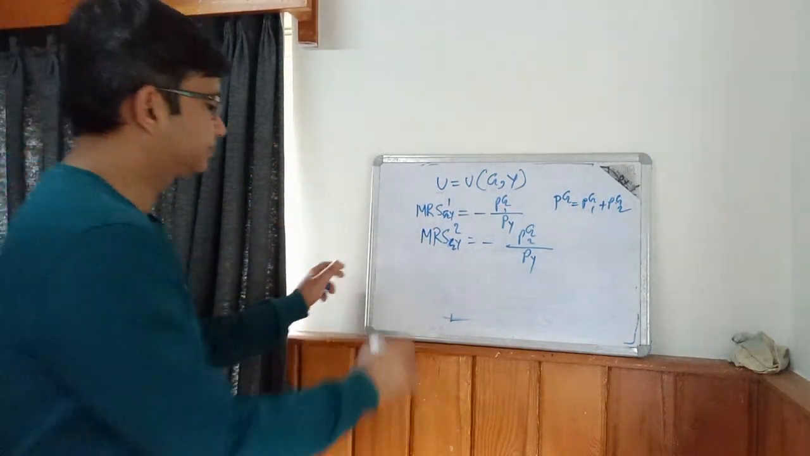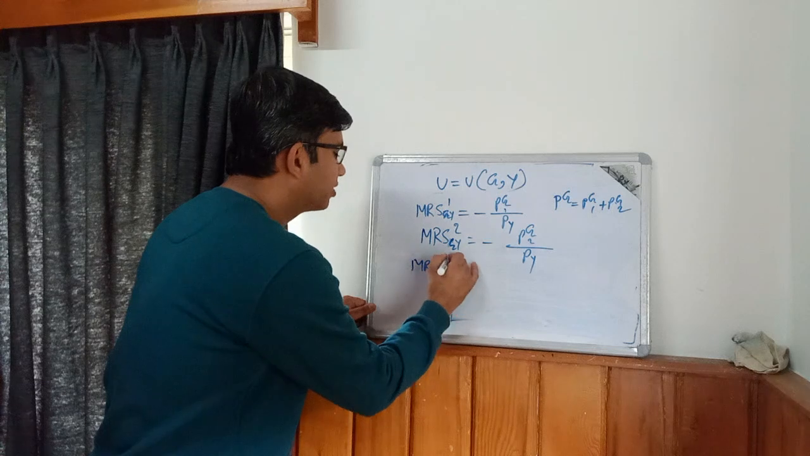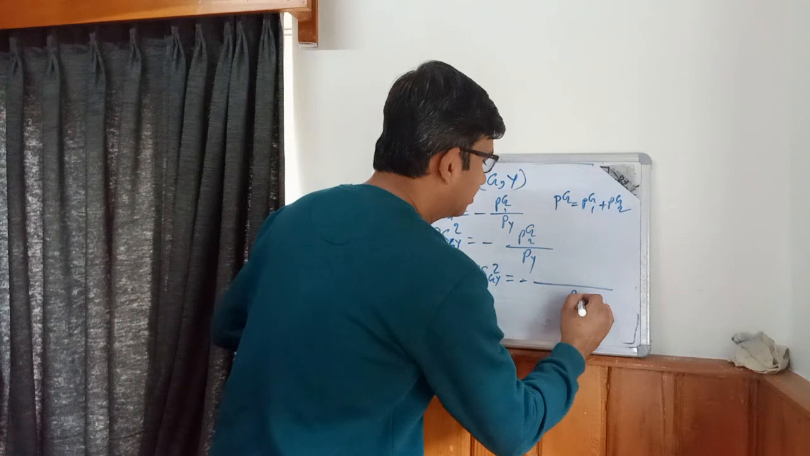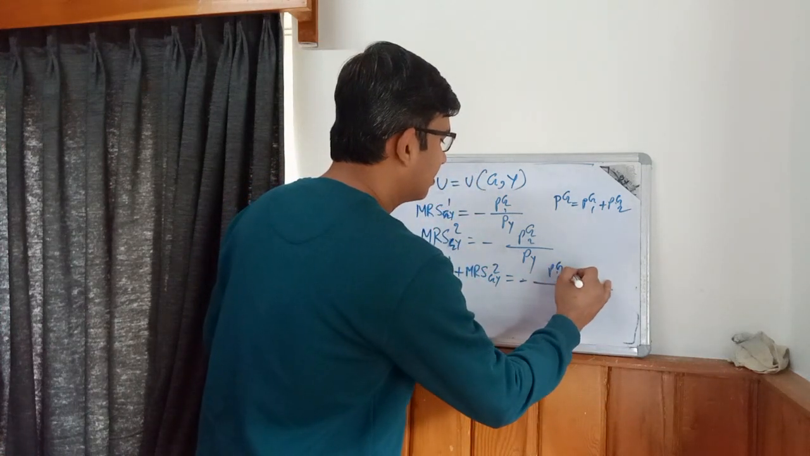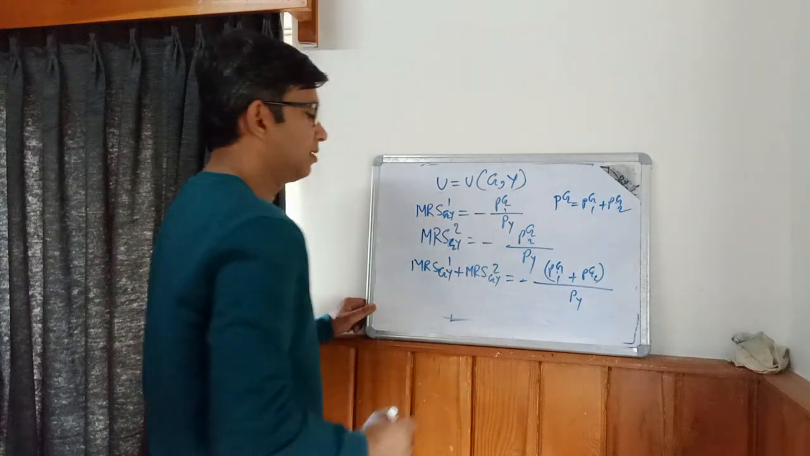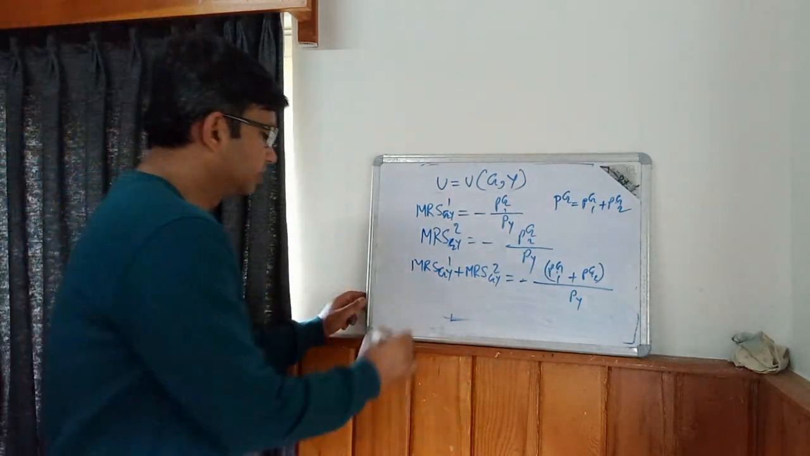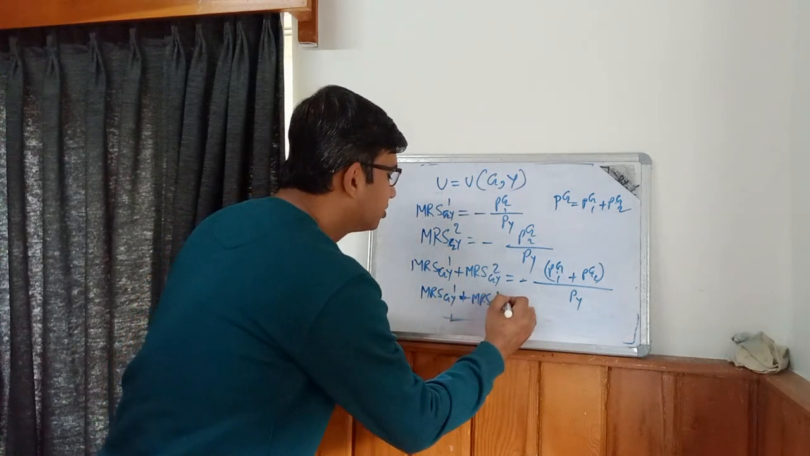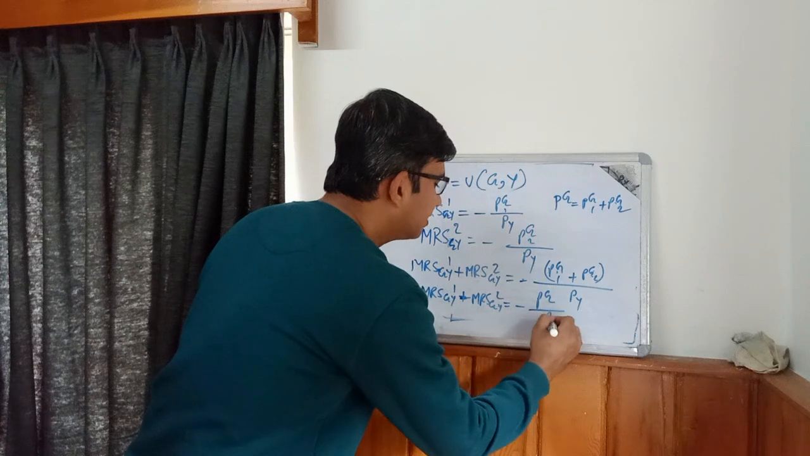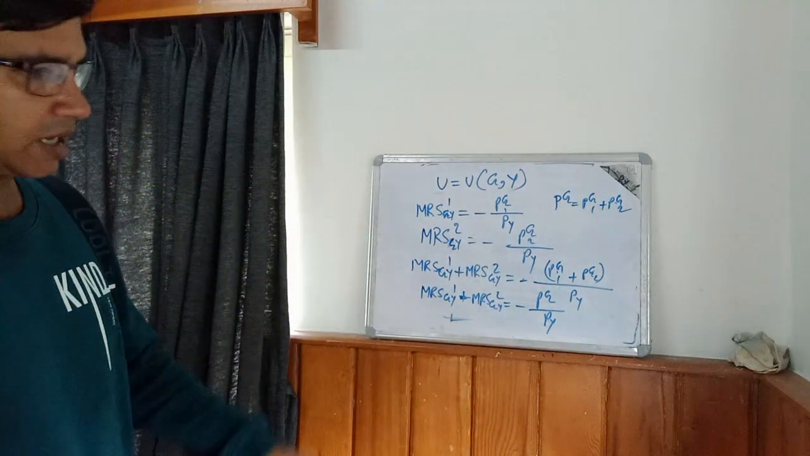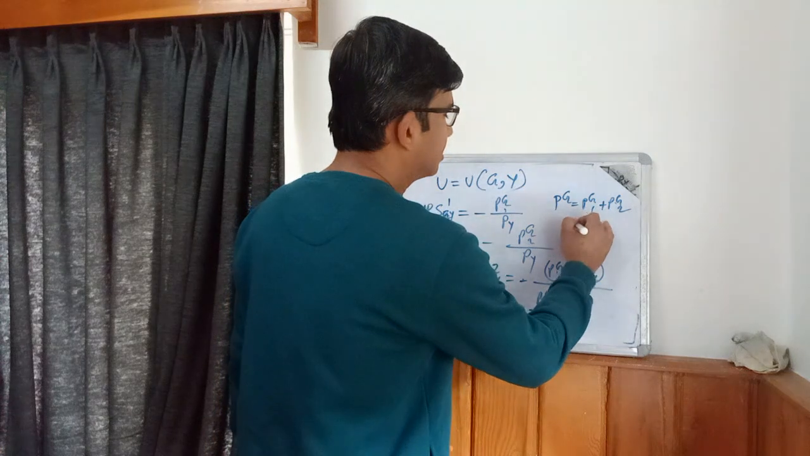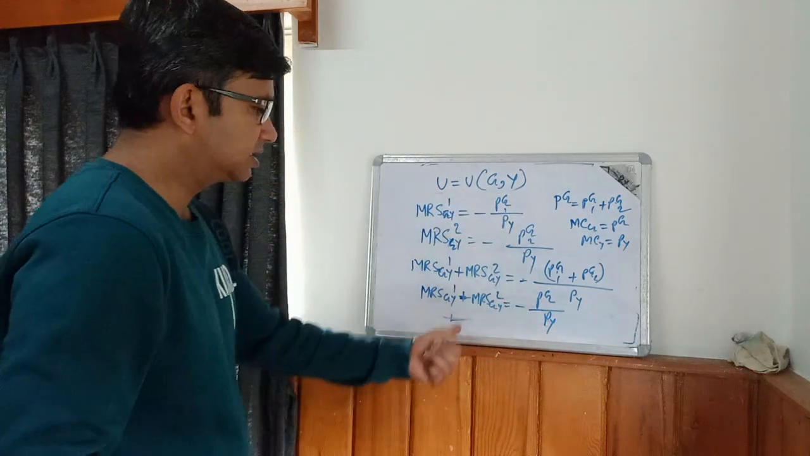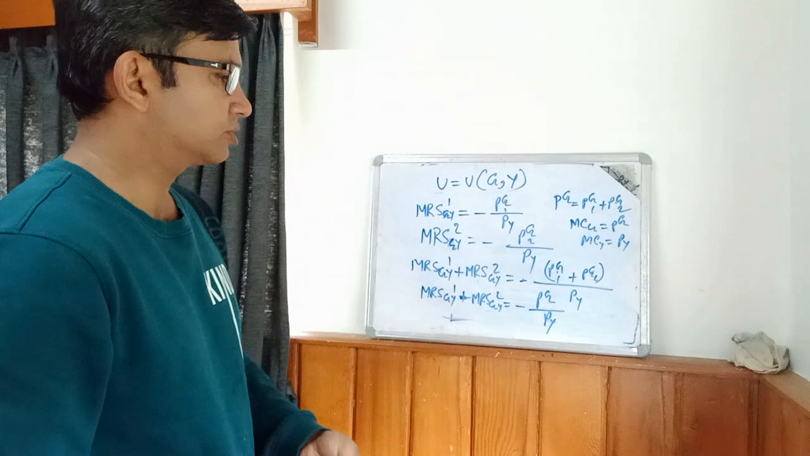So if I add these two, MRS GY1 plus MRS GY2, what will I get? Minus PG by PY. This is what we get. So finally, what we can write? MRS GY1 plus MRS GY2 equals minus PG by PY. And the markets are perfectly competitive. Then what can we write? MCG equals PG and MCY equals PY. So we can replace this PG by the marginal cost of the public good and PY by the marginal cost of the private good.